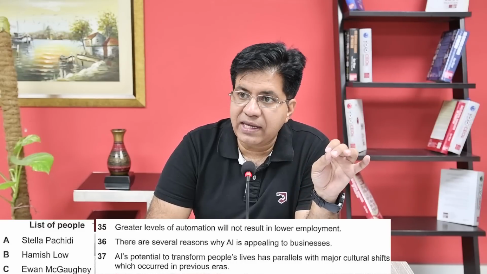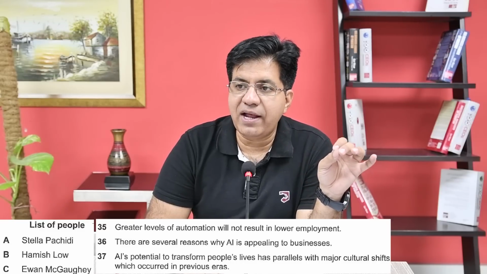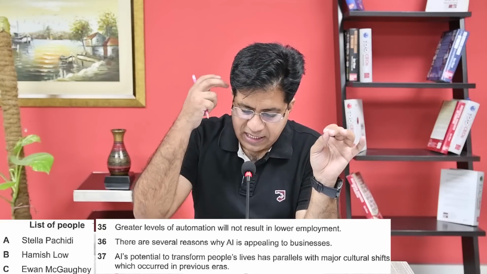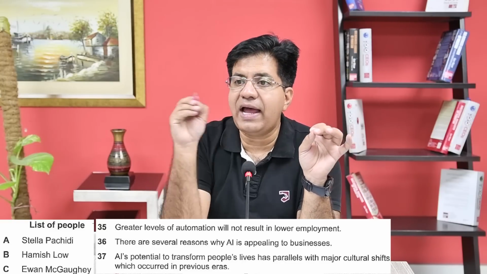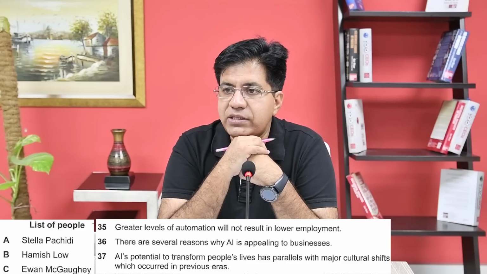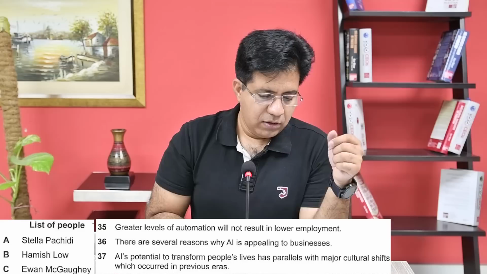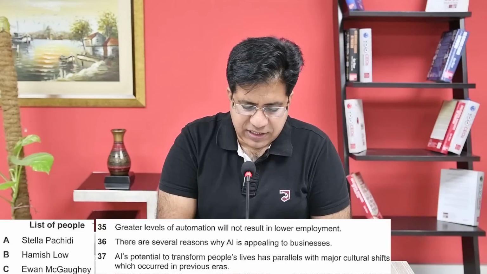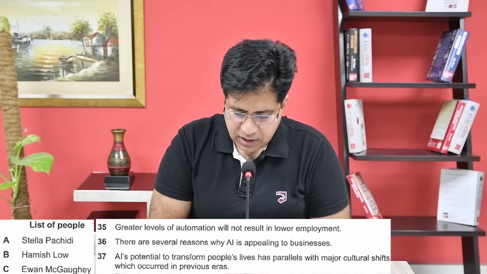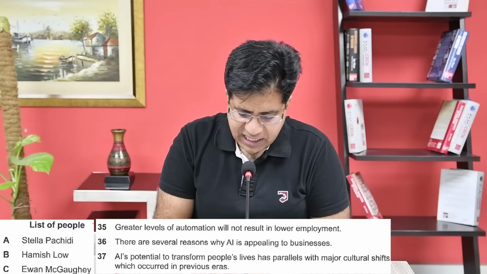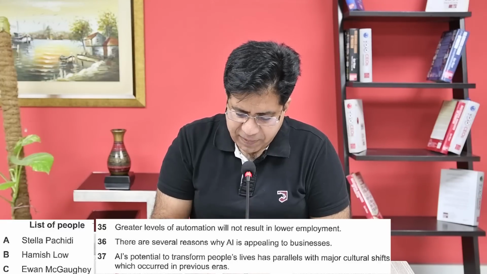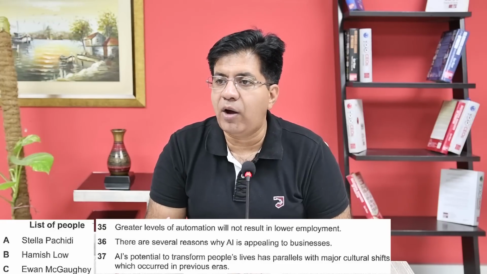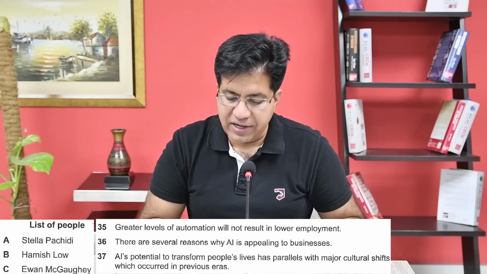Option A, Stella Pachidi. Where is she? In which paragraph? Second paragraph. We've got Stella Pachidi in second paragraph. Underline that word, Stella Pachidi. Okay, second paragraph, you see the word Dr. Stella Pachidi. And even in third paragraph, says Pachidi. And in fourth paragraph, says Pachidi. It means these 3 paragraphs are about her. So wherever you see the word, underline the word.